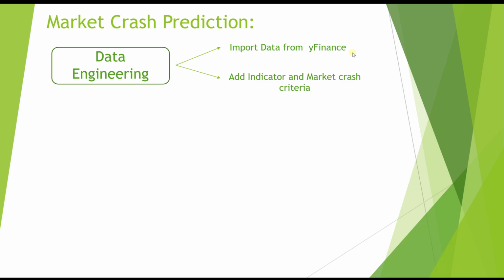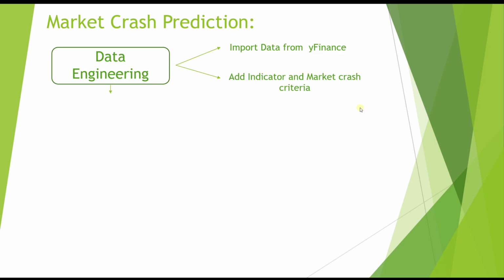Then we will add the indicators and market crash criteria. We will add key indicators that might signal a market crash. This could include, for example, factors like volatility, dividends, or even the opening price of the day. These indicators will help us to build a model that predicts whether the market is likely to crash or not. After gathering data, for example, over the last 20 years, we will split them into two different sets. The first one is training data, which is used to train the machine learning model. And the second one is test data, which we use to evaluate the model's performance later on.